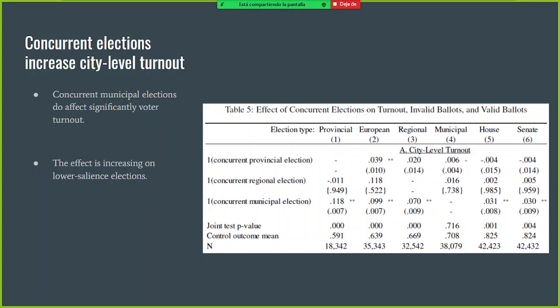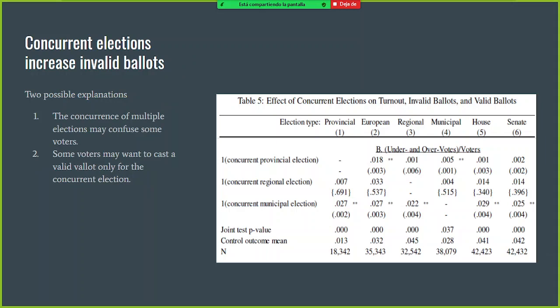This effect is increasing on less meaningful elections. Then, invalid ballots also increase with concurrent elections. There are two possible explanations. First, the concurrence of multiple elections may confuse voters. Second, some voters may want to cast a valid ballot only for the concurrent election.